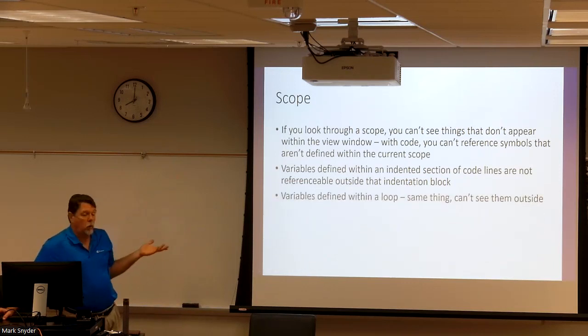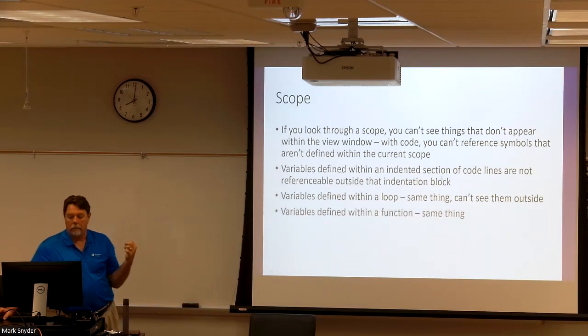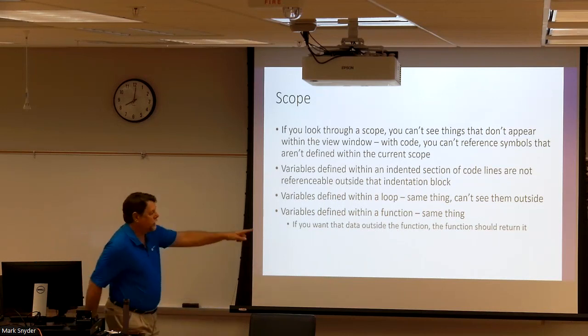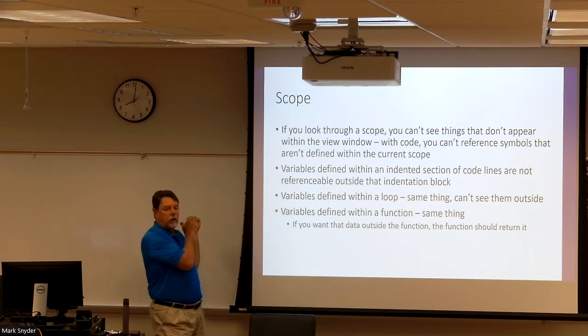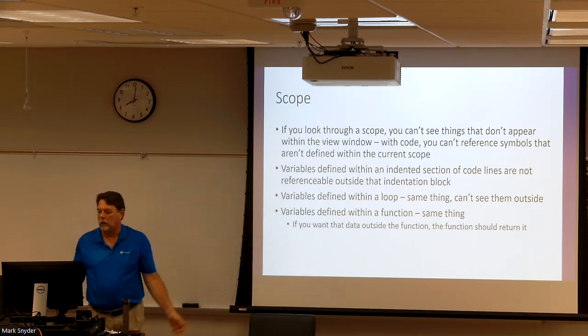Let's say you've got a loop, a while loop or a for loop. All the code inside there is indented, right? So if you define a variable result or average or sum inside the loop, it doesn't exist outside. Inside a function, same thing. If you define a variable inside a function, outside it, you can't see it. It doesn't exist. So if you want any data from inside the function, that's where you start thinking about your return values and return them.